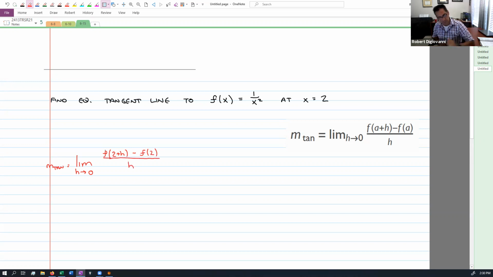There we go. That's the formula, which is the limit as h approaches 0. Okay, I need to plug 2 plus h into this function. So that is 1 over (2 plus h) squared minus, now I plug 2 into the function, which gives me 1/4. And then all of that over h. Any questions on that?